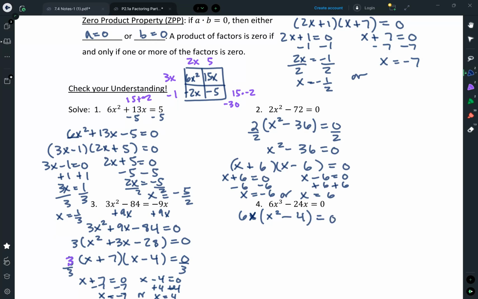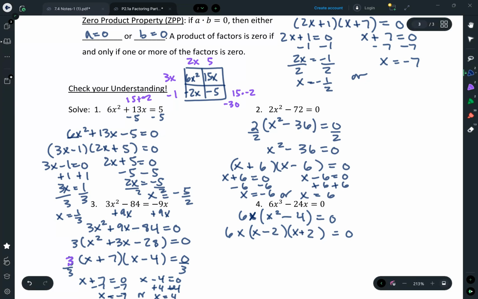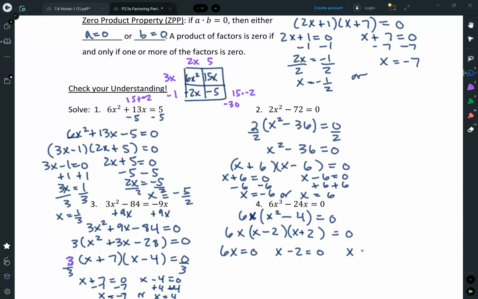So I have perfect squares again. X squared is a perfect square. 4 is a perfect square. So I need to keep going. So square root of x squared is just an x. One's positive, one's negative. It doesn't matter which order. Square root of 4 is a 2. So now I've got to do 3 different zero product properties. Either 6x is equal to 0, x minus 2 is equal to 0, or x plus 2 is equal to 0. And so my answers are x is 0 or 2 or negative 2. It's got to be one of those 3 things.